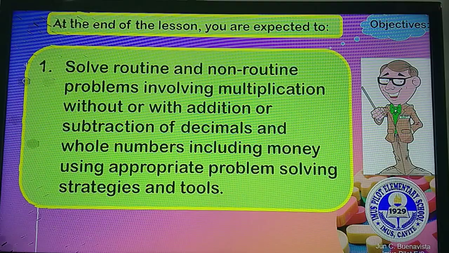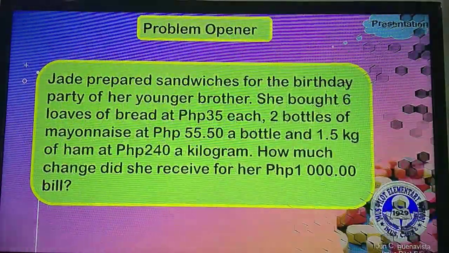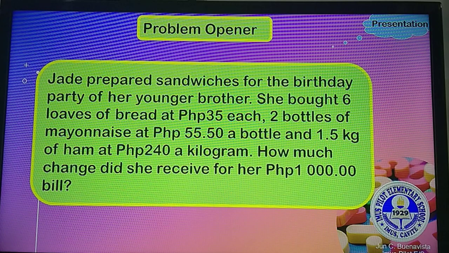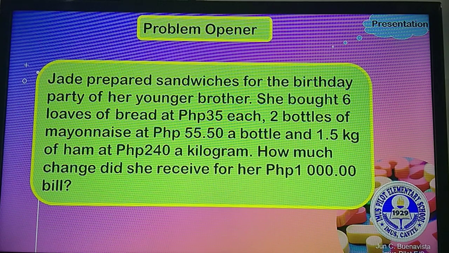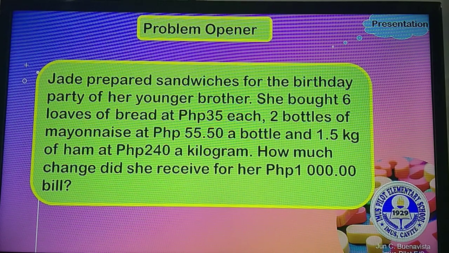So let's have this our problem opener. Okay, so we have Jade prepared sandwiches for the birthday party of her younger brother. She bought six loaves of bread at 35 pesos each, 2 bottles of mayonnaise at 55 pesos and 50 centavos a bottle, and 1 and 5/10 kilogram of ham at 240 pesos a kilogram. How much change did she receive for her 1,000 peso bill?